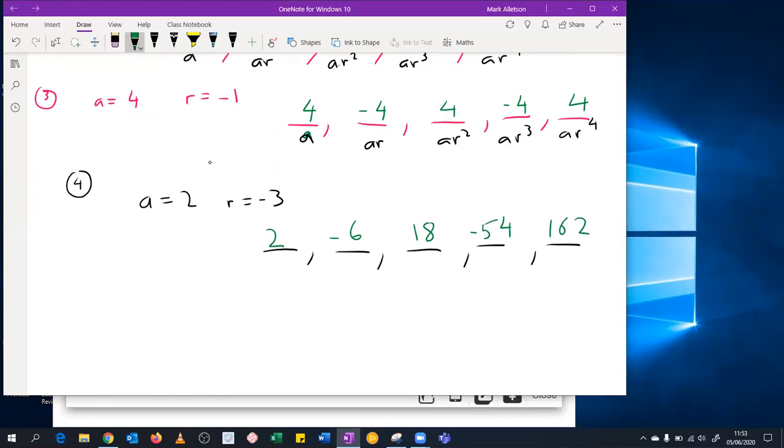Okay, so this time it is the same as the first list, except you're oscillating or alternating between the minus numbers. So you get 2, -6, 18, -54, and 162.